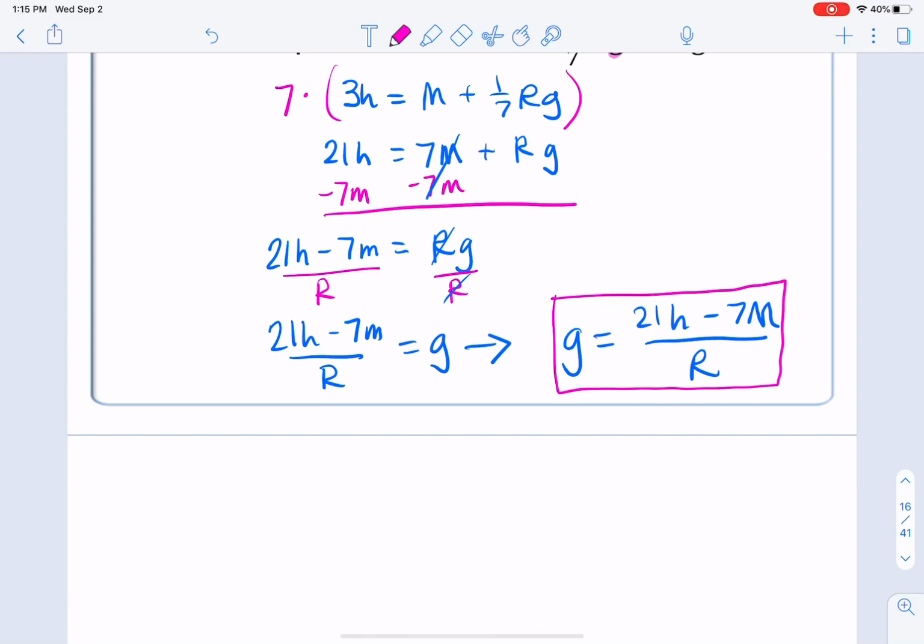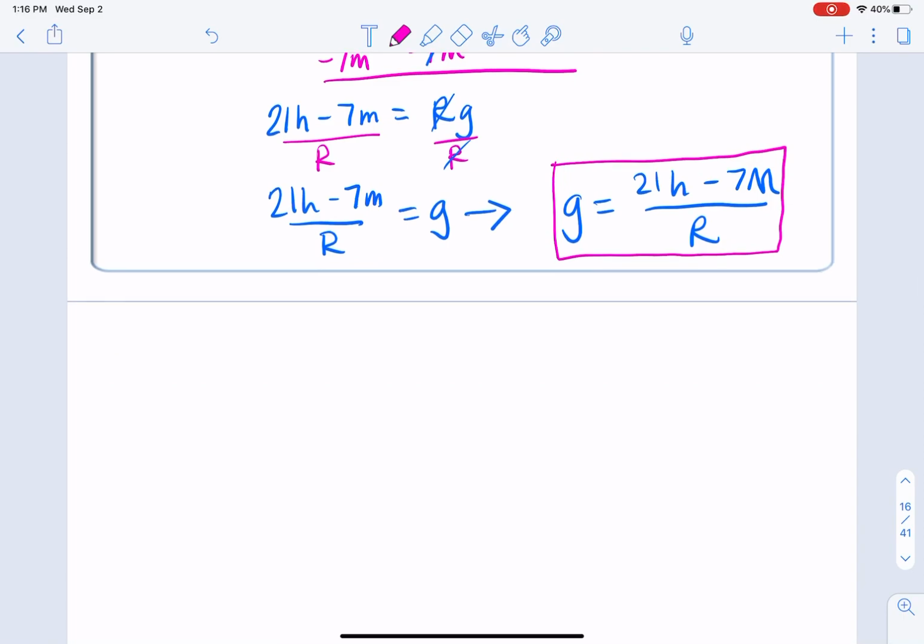Let's say this is a multiple choice type of situation, and I look at my answer choices and I don't see this as an answer choice. How else could this be written? Well, maybe whoever wrote this question or the test that this is on divides that r into both of these pieces. It's essentially the distributive property, but I'm using division with it. I have to divide it into that term and into the other term as well. So it's possible that the answer choice would look like 21h over r minus 7m over r. Maybe it looks like that.